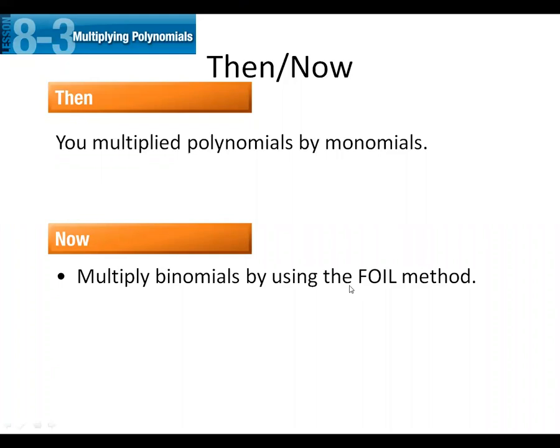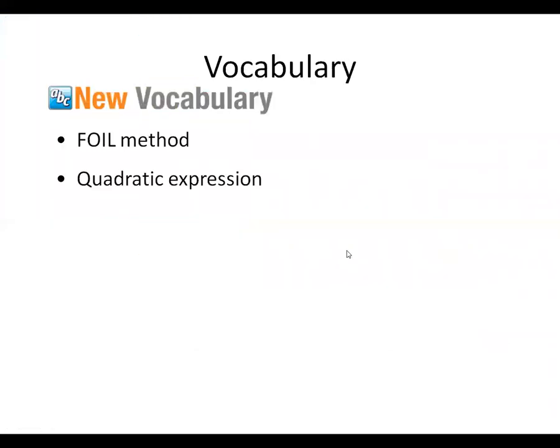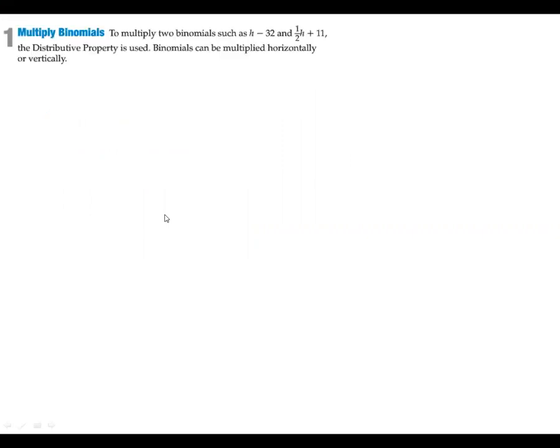We're going to talk about what the FOIL method means. And then we're going to talk about multiplying polynomials using the distributive property as well. So the new vocab is the FOIL method and what's called a quadratic expression. To multiply two binomials such as h minus 32 and 1/2 h plus 11, the distributive property is used. Binomials can be multiplied horizontally or vertically.